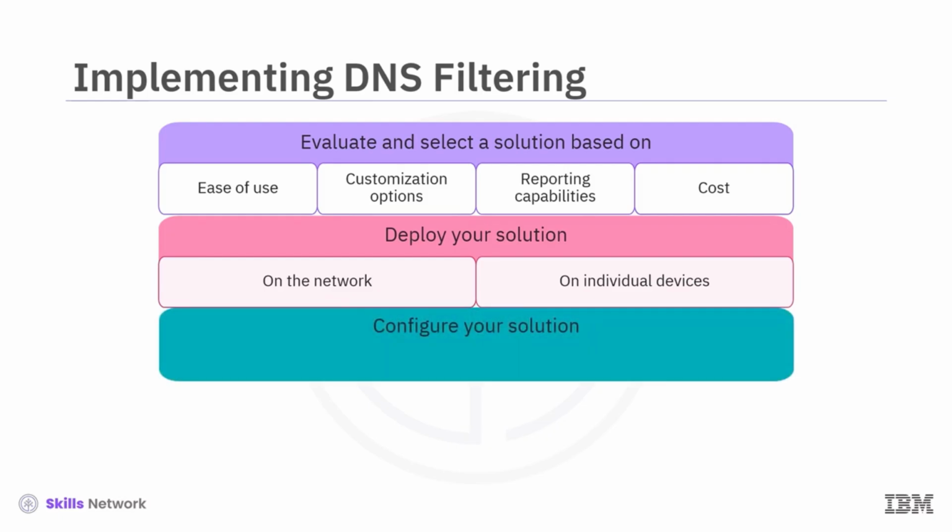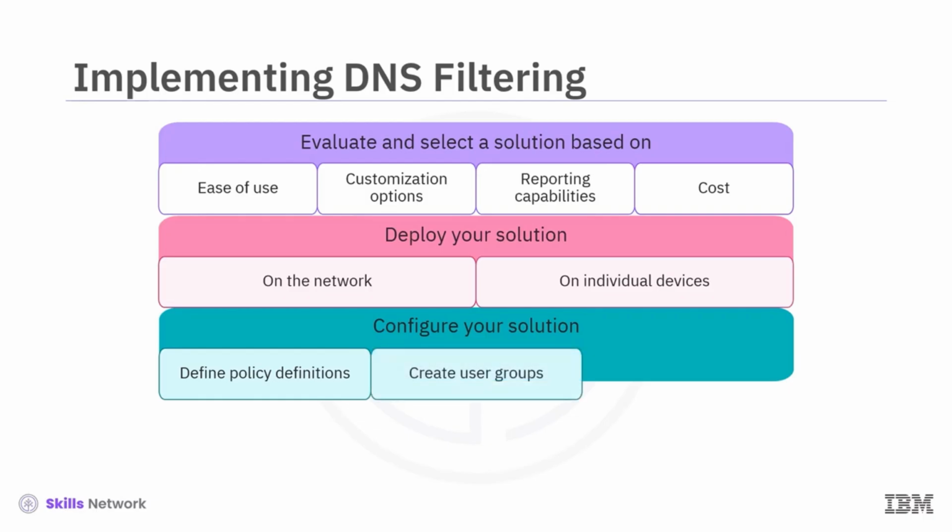Next, you'll need to configure your DNS filtering settings. Start with policy definition, where you define filtering policies based on your organization's needs. Configuration tasks might include blocking specific site categories, creating custom block and deny lists, or setting time-based access controls. You can apply different policies to different user groups, allowing for tailored filtering based on user roles and requirements.